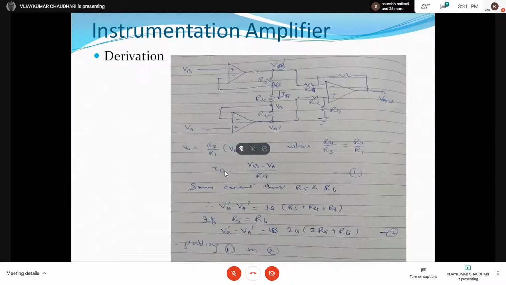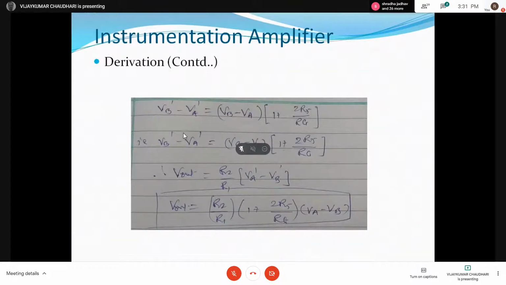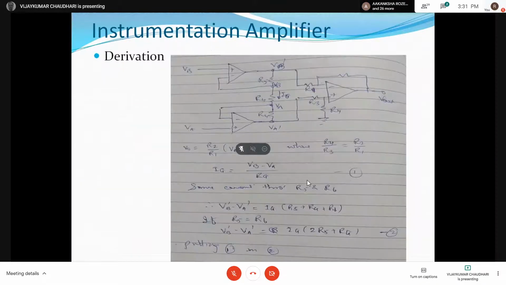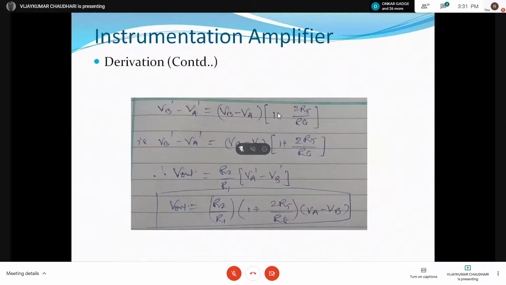Now, I'll substitute the value of IG from equation 1 into equation 2. Okay, and what is the result then? Substituting this here, I will have this expression in terms of VA and VB also. So VB dash minus VA dash will be VB minus VA, IG is substitute VB minus VA upon RG. So this Rg, if it goes here, it will be 2 R5 divided by Rg, and plus Rg divided by Rg will be 1. So this bracket will be 1 plus 2 R5 divided by Rg, into Va minus Vb. Okay.